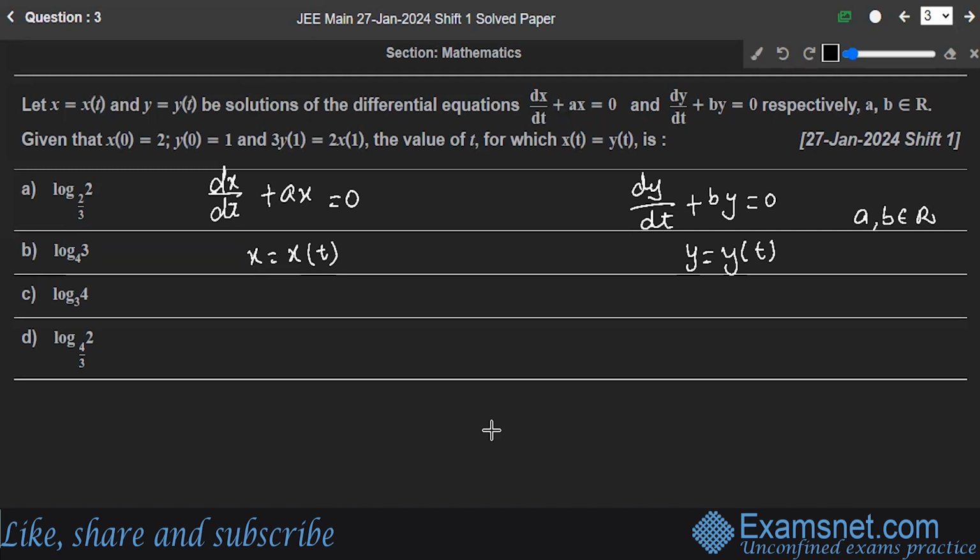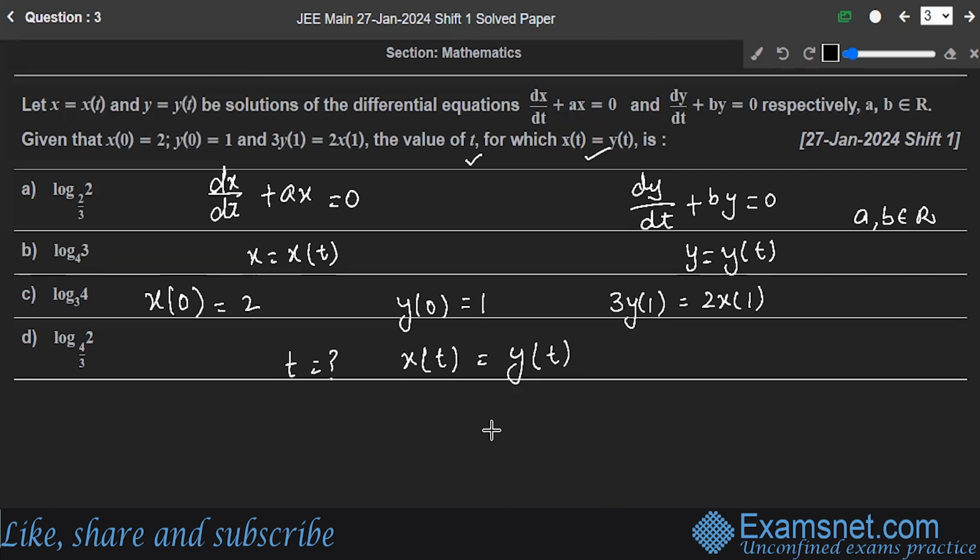You are given that when t is 0, x is equal to 2. When t is 0, y is equal to 1. And you have to find the value of t for which x(t) is equal to y(t). Okay, these are the things which are given. Let's go for the solution now.